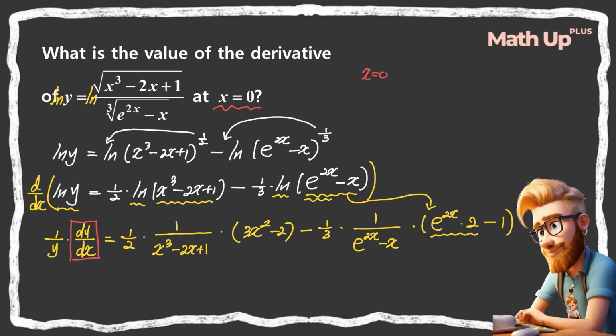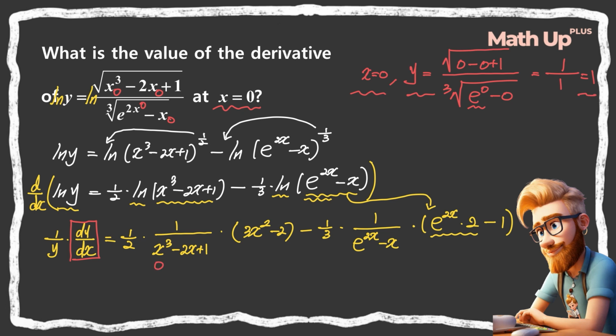When x is equal to 0, what is the value of y? y is equal to, if we substitute 0 for x, then that's going to be equal to the square root of 0 minus 0 plus 1, over the cube root of e to the 0 minus 0. So this is 1, this is e to the 0, that's 1, right? So 1 over 1, which is equal to 1. So when x is equal to 0, y is equal to 1.